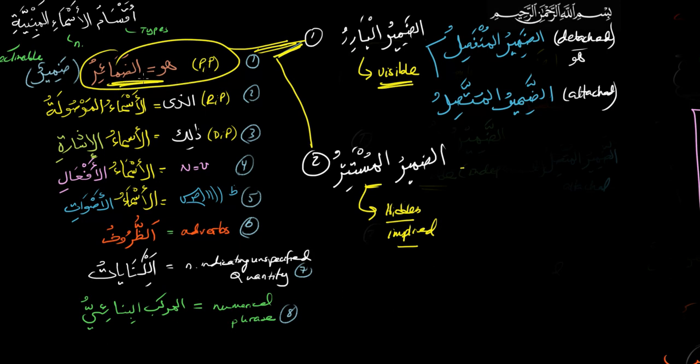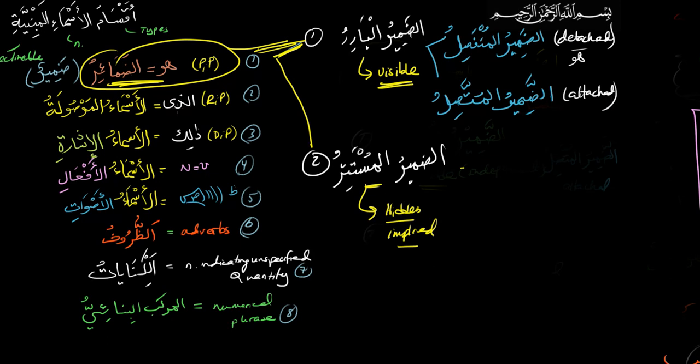We talked about how damairs can be baris, damiru barizun, which is visible, and damiru mustatirun, which is hidden or implied, invisible damir. The visible ones, damirul baris, could be damirul munfasil or damirul muttasil, detached or attached, like huwa, huma, hum, etc. So we talked about the first category of the mabni nouns.